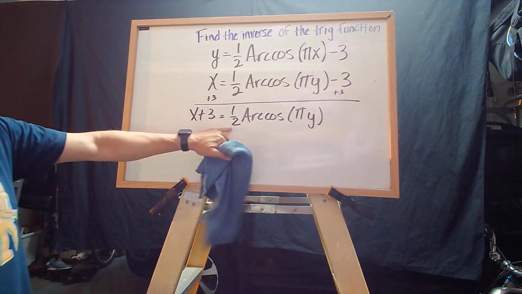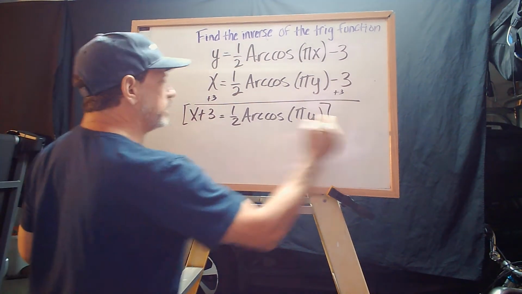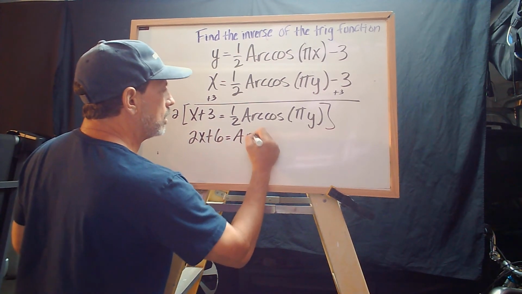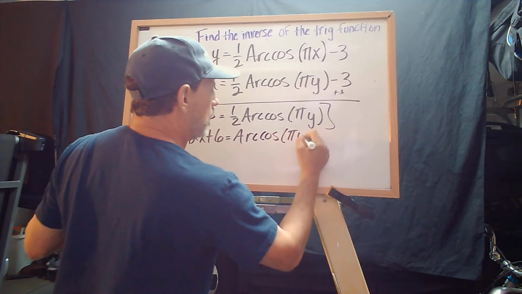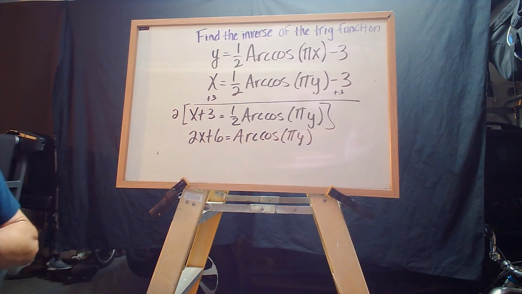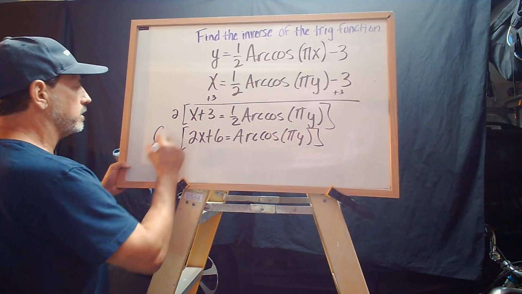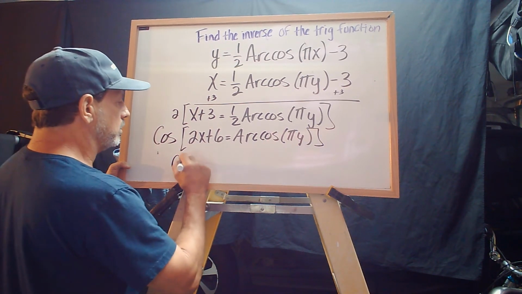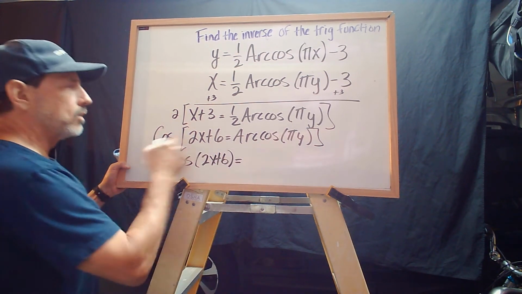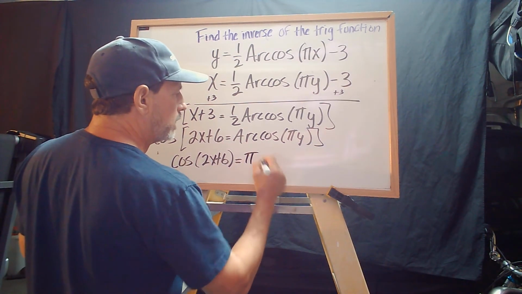Of course, we're going to have to multiply both sides by 2. So let's do that. We're going to multiply both sides by 2 here. And we're going to get 2x plus 6 equals arc cos pi y. Of course, now we want to get rid of this arc cos here, so we're going to take capital cosine of both sides. So when we do that, capital cos of both sides here, we're going to get cos of 2x plus 6 equals, and then capital cos of capital arc cos is just going to cancel out, so we're going to get pi y.